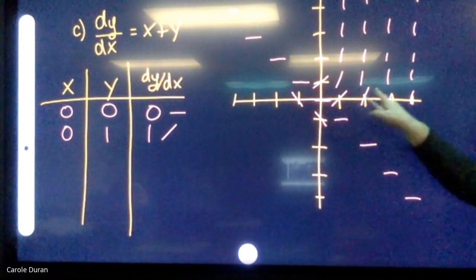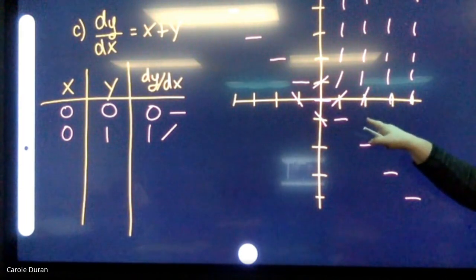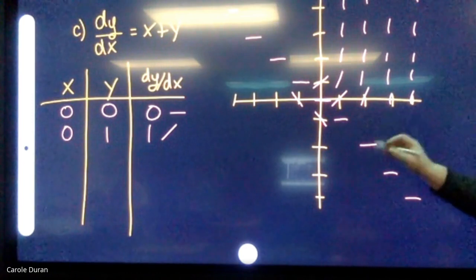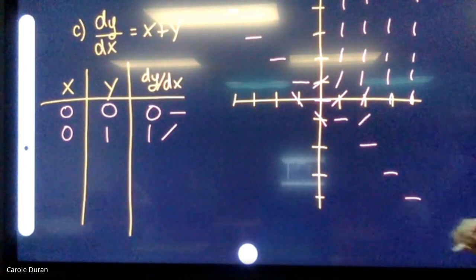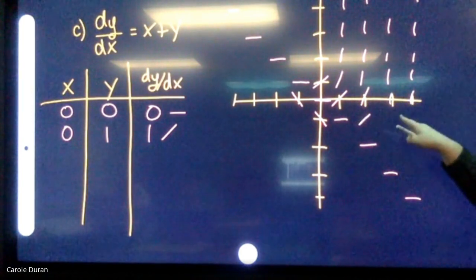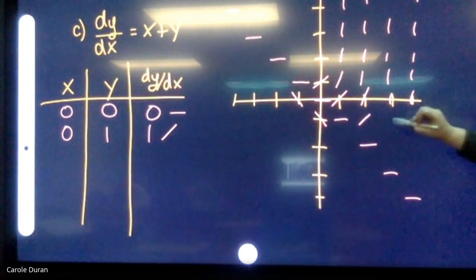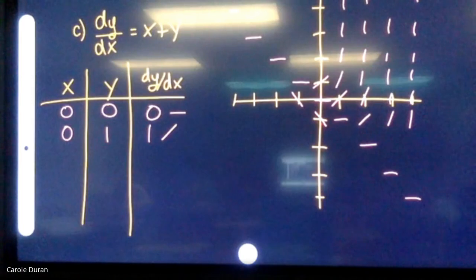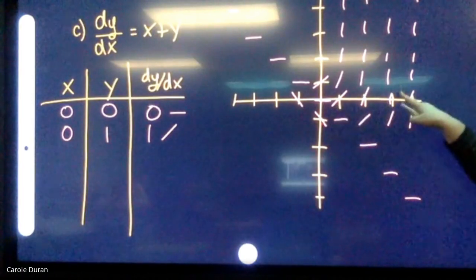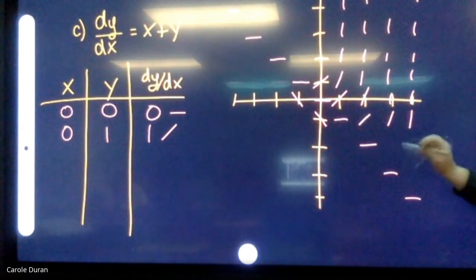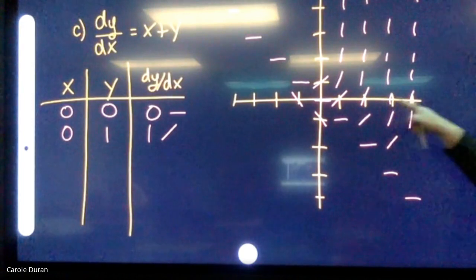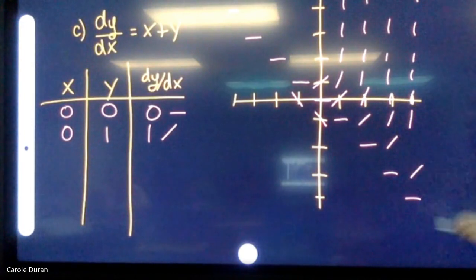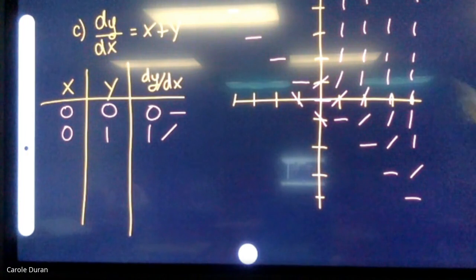Okay, so what happens when I plug in 2, negative 1? I get 1, so I can draw that diagonal. What happens when I plug in 3, negative 1? 2, so that one's a little bit more steep. Same thing when I plug in 4, negative 1, it's more steep. Then I can do 3, negative 2 is going to be 1. Same with 4, negative 3 is going to be 1. So I'm starting to see the shape over here.